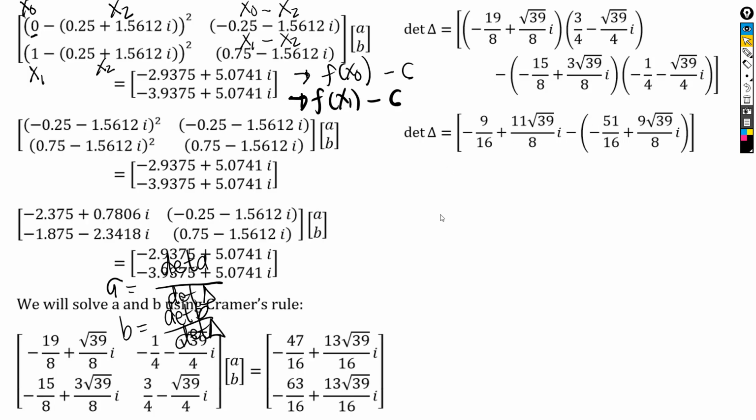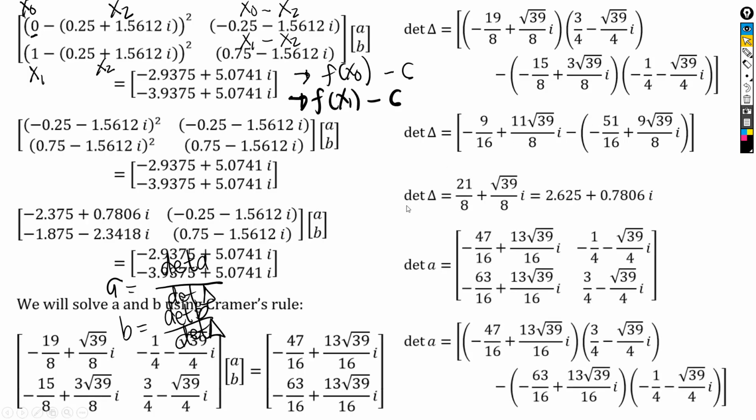Okay, so next, we have already gotten delta, the determinant of delta, which is represented by this. And again, we proceed by finding the determinant of a. We need to replace column 1 by the right hand side equation values. As you can see, column 1 is replaced by these values. Again, we evaluate the determinant.